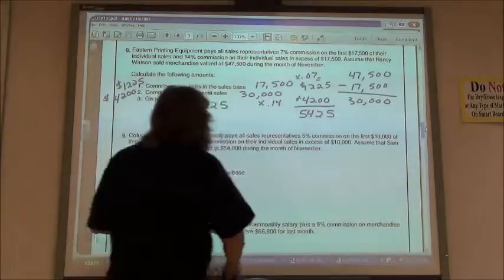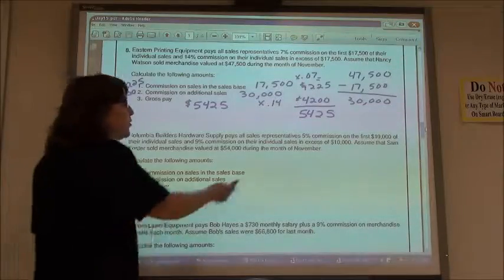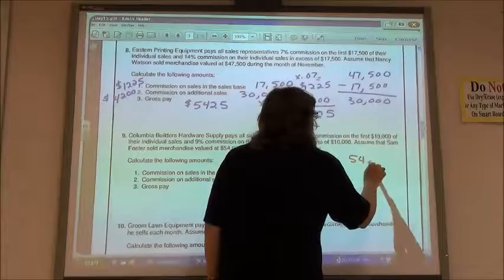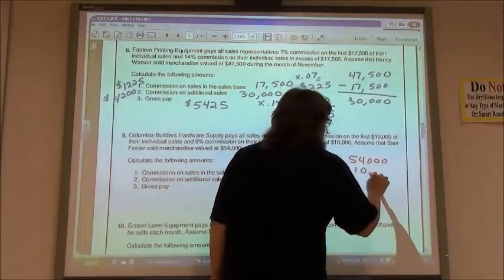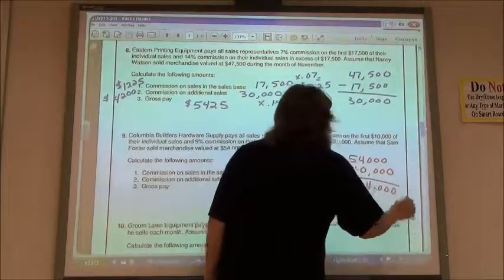And number 9 is going to be the same kind of thing. Columbia Builder Hardware Supply pays all sales representatives 5% commission on the first $10,000 of their individual sales and 9% commission on their individual sales in excess of $10,000. Assume that Sam Foster sold merchandise valued at $54,000. So again, he's over that $10,000. So we have to figure out how much over. $54,000 minus $10,000 gives us $44,000 extra.